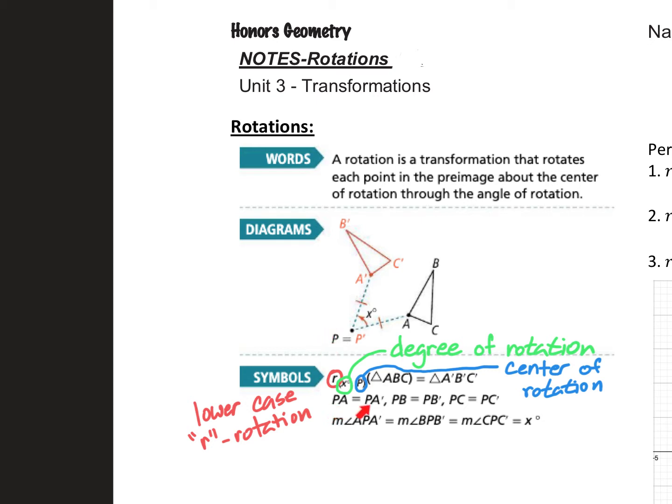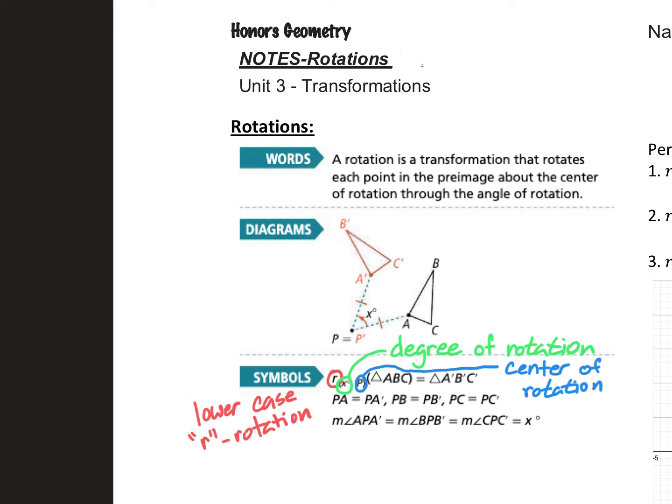Something you should know when you accomplish a rotation is that PA is congruent to PA prime, meaning this point is going to be an equal distance from the center of rotation in the pre-image as it is in the image. That distance hasn't changed. Just like PB, so for instance, I'm going to draw this in. PB would be the same length as PB prime, because the distance of this point from the center of rotation did not change. It moved over here, but it didn't get any closer or further away.